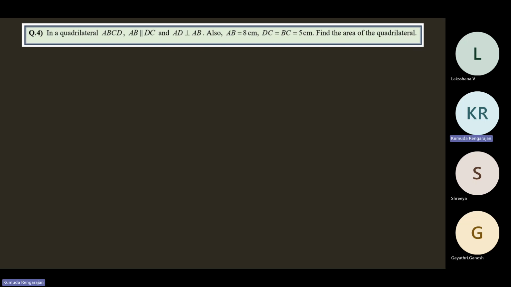Yeah, try this question. In a quadrilateral ABCD, you need to draw the figure and answer the question. In a quadrilateral ABCD, AB is parallel to DC. Also, you can see AB, DC, BC. Some values are given to you. Sides or diagonals, we don't know. We'll have to mark and see. AB is a side. BC is also a side. CD is also a side. Okay. So the lengths of these three sides are given to you. We need to find the area of the quadrilateral.